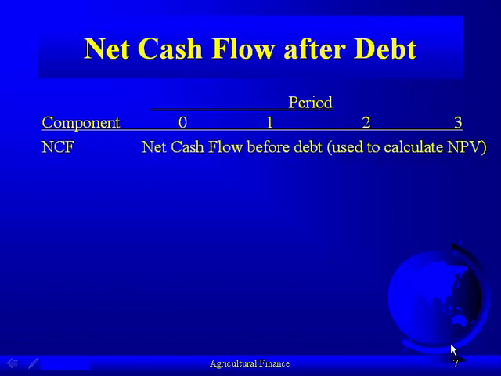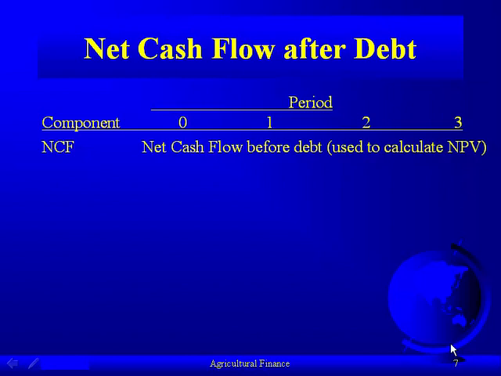The first component is the net cash flow before debt. That's the exact bottom line that we used in the chart used to calculate the net present value. Even though we haven't been using that name, it's been part of our chart where we sum up each of the columns when we're calculating the net present value.